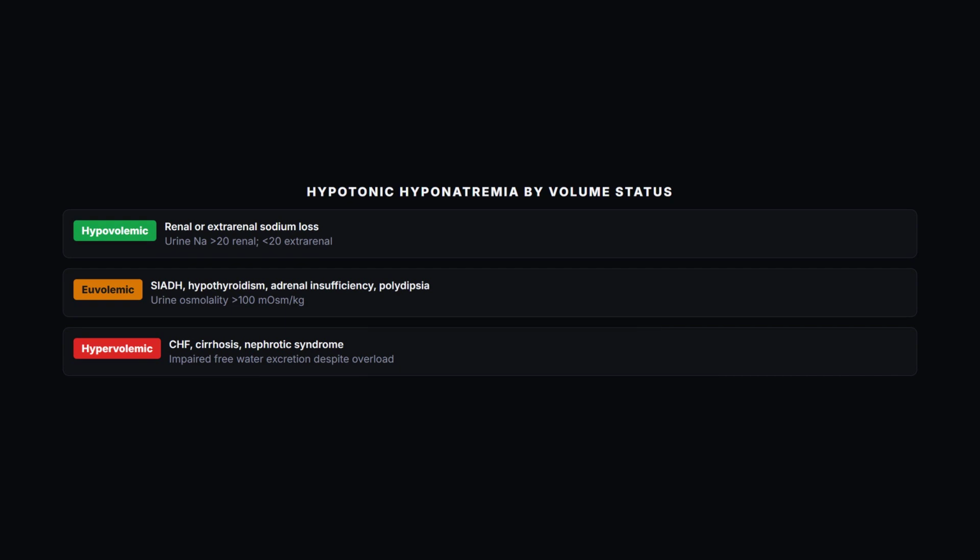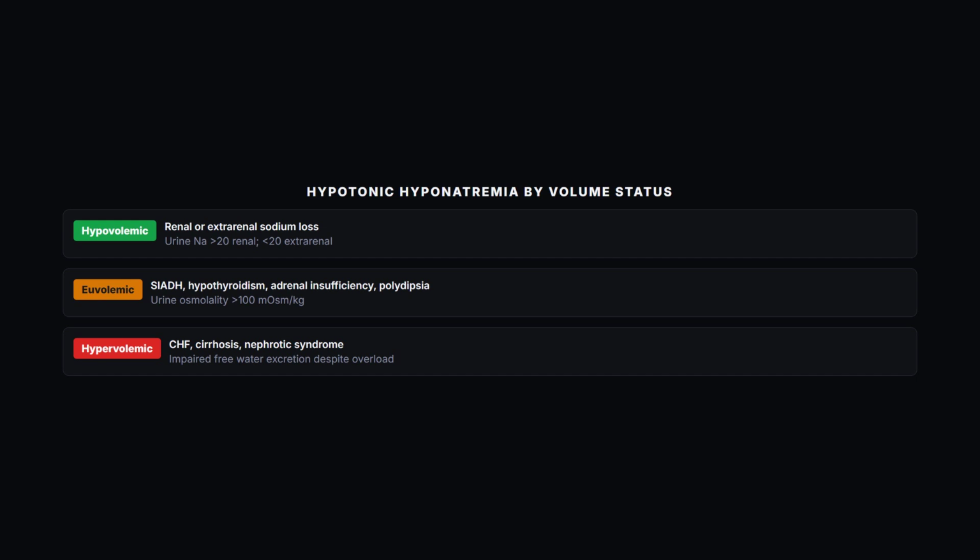Hypovolemic points to renal or extrarenal sodium loss. Check urine sodium to separate diuretics and salt-wasting nephropathy from GI losses and third spacing. Euvolemic is the SIADH-dominated category. Hypervolemic means heart failure, cirrhosis, or nephrotic syndrome, all sharing impaired free water excretion despite volume overload.